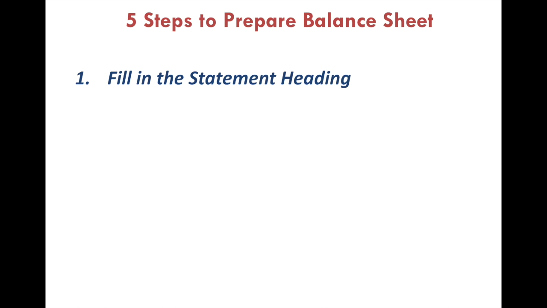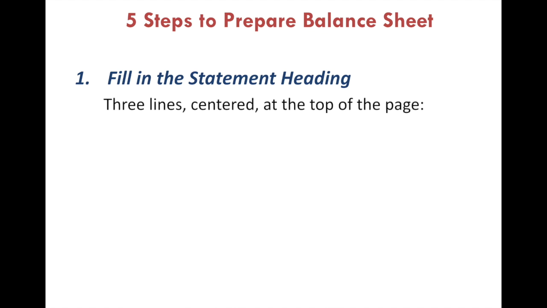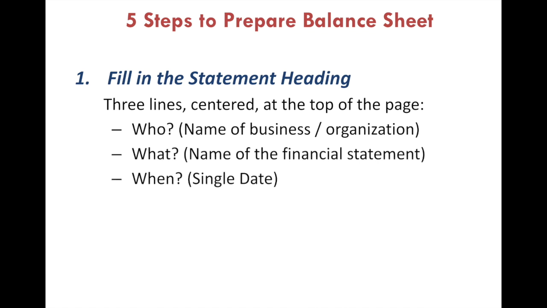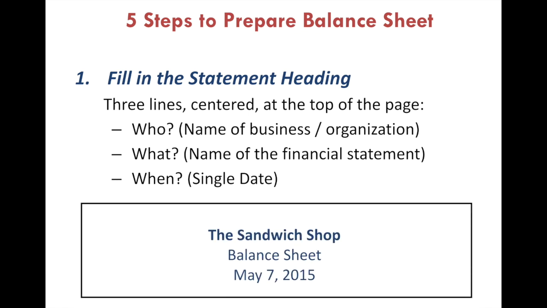Anyway, first step is filling in the statement heading. So it's 3 lines, they're all centered, and they're all at the top of the page. And they describe the who, what, and when. So first line is who, the name of the business and the organization. Second line is what, so the name of the financial statement. In this case, you'll say balance sheet. And then the when is the exact date, sometimes even the time, that the balance sheet or the snapshot was taken. So that's step 1. Pretty easy. And there's an example of what it might look like.